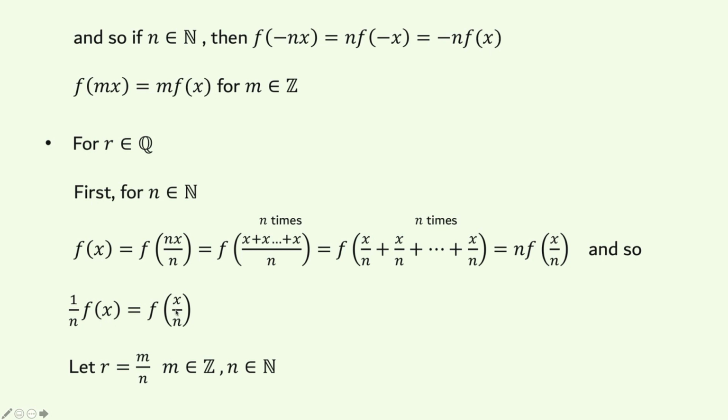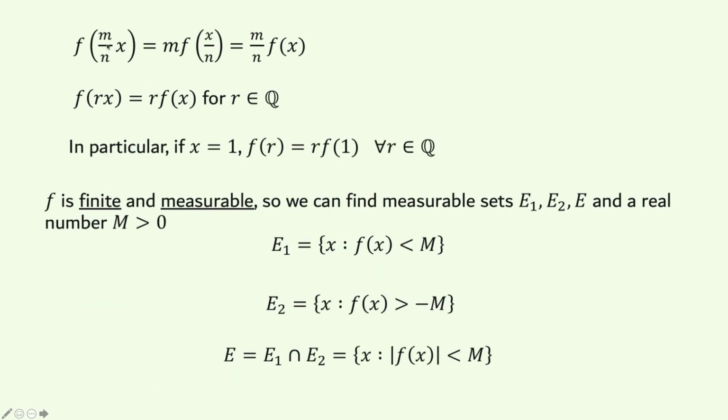So we actually managed to pull out a 1 over n. So we even allow fractions, and we have all the ingredients we need for a rational. So let r equal m over n be an arbitrary rational number, and here I assume that the natural numbers start at 1, so I'm not going to have any issues dividing by 0. So m is an integer and n is a natural number. We have that f of m over n, because m is an integer, we showed that we can pull out the m, and we just showed a second ago that we can pull out the 1 over n. So this is just m over n times f of x. And we know that m over n is our rational number r, so f of rx is equal to r times f of x for rational r.